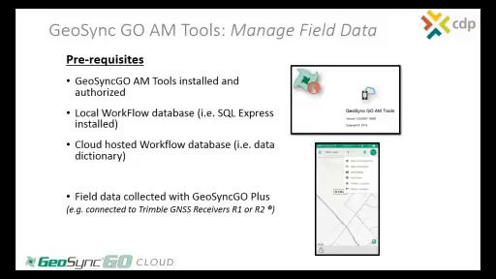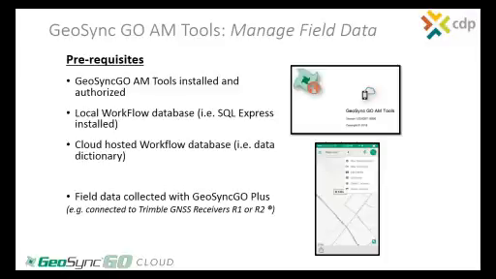So the first thing we'll go over are the prerequisites, basically what we're set up for. We are looking at using, of course, GeoSync GO AM tools. You would need to have that installed already. We're not going over any install procedures or anything like that, and would also have to be authorized. We are assuming that you have a local workflow database, basically having SQL Express local database installed. That's part of the GeoSync GO AM setup. And also, you would have a cloud-hosted workflow database, basically your data dictionary or your workflow database with all your attributes for your features.